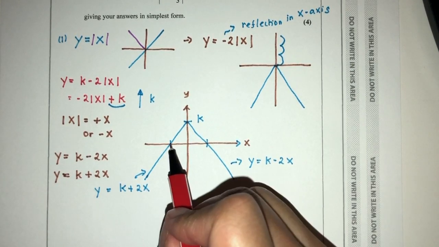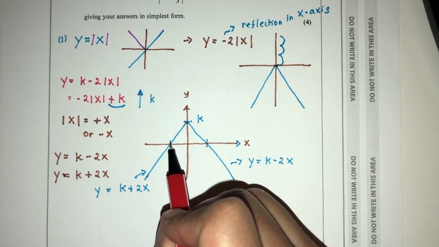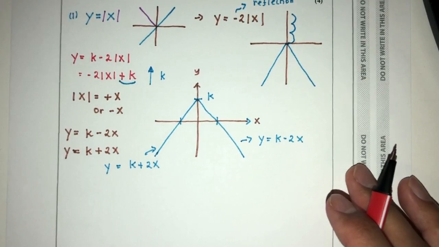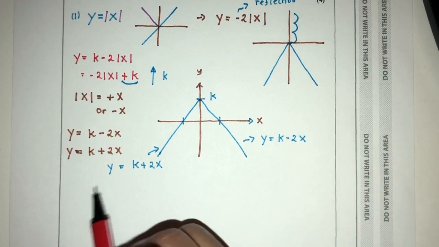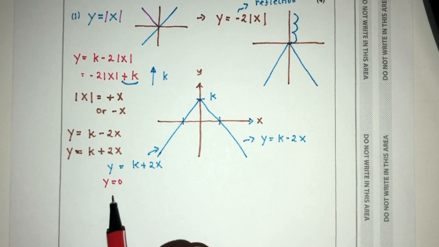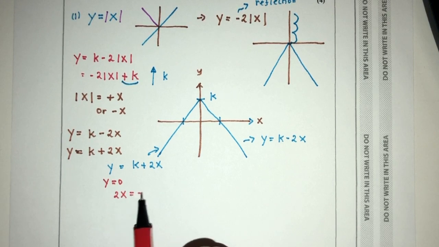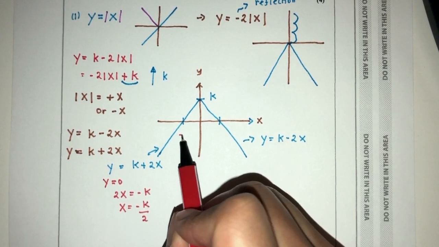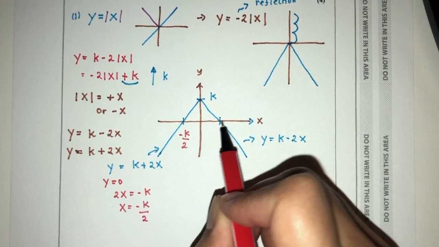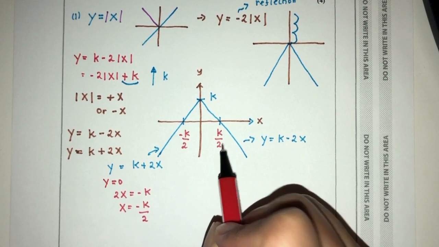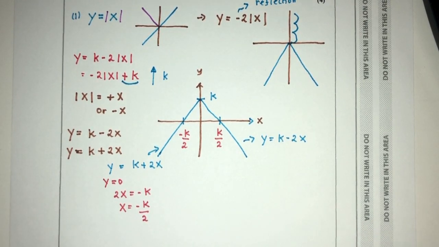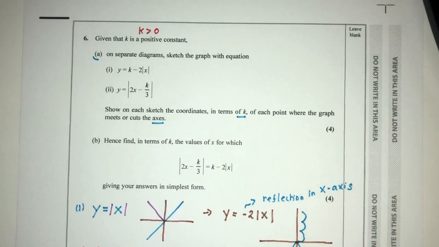Now to find this point, it is on the x-axis. On the x-axis, what do we know? The value of y has to be 0. So 2x has to be minus k, so x will be minus k over 2. So that will be this value here, minus k over 2. Same thing here, that will be k over 2. So by showing those 2 points, you will have your answers for question part 1 for sketching this graph.